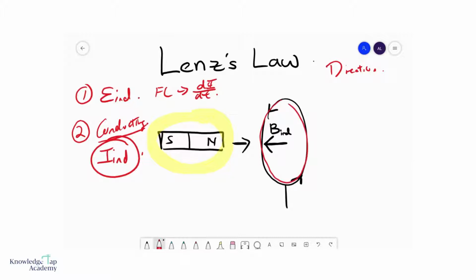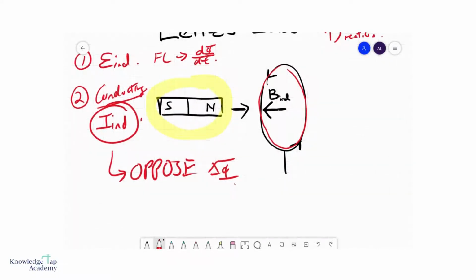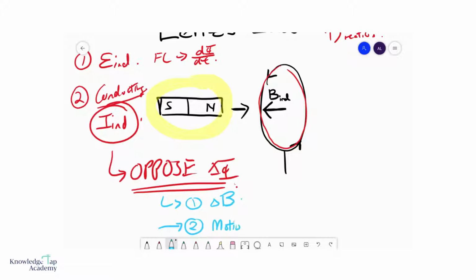Lenz's law states that the current induced will flow in a way to oppose the change in the flux linkage. Now, the change in the flux linkage can come about in many ways, through a magnetic field change, area change, whatever. But typically, when we say oppose the flux linkage in the context of Lenz's law, we are opposing one of two things. Number one, you're opposing the change in the magnetic flux density, or number two, you're simply opposing a change in motion. I will now demonstrate both of these in a very simple example.